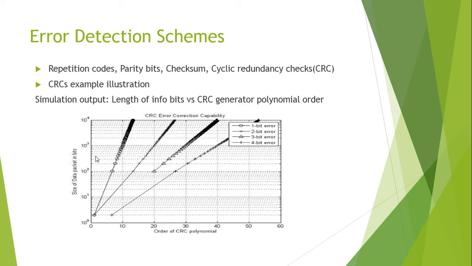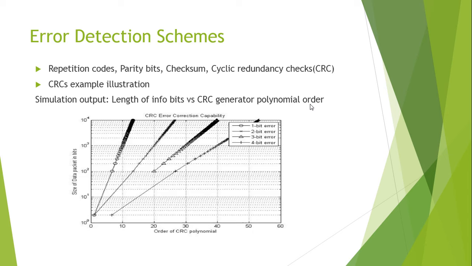Error detection schemes are employed to detect or identify errors in a channel. A few of the widely used schemes are here: repetition codes, parity bits, checksum, and cyclic redundancy check, CRCs. I'm going to detail CRC with an example later on. Right now, I'll just brief about these techniques. Repetition codes divide the data into blocks of bits and repeat the transmission of these blocks over and over again to ensure error-free communication.